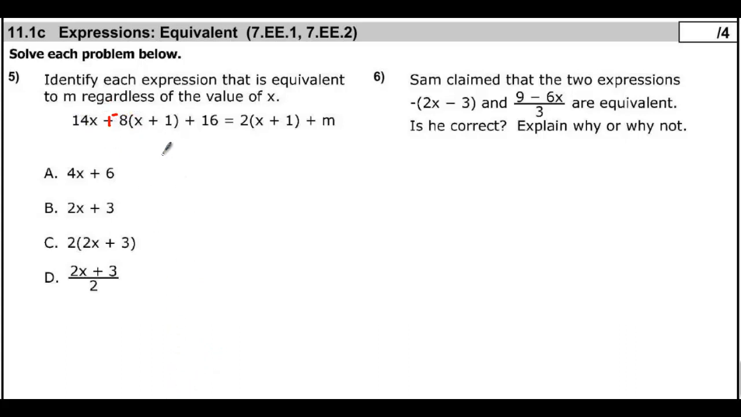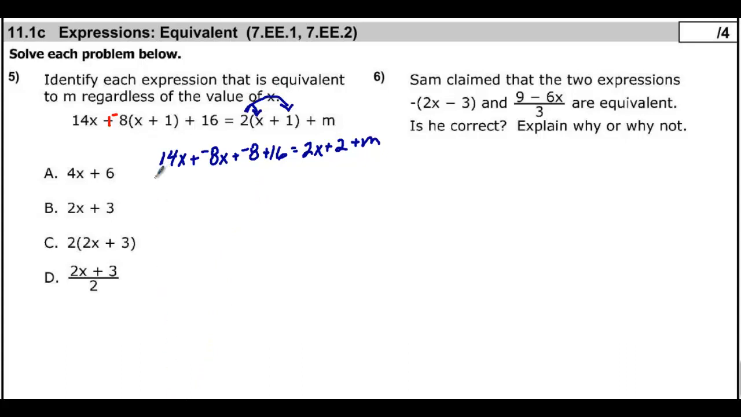So 14x has nothing to distribute. Negative 8 times x, so that's plus negative 8x. Negative 8 times 1 is plus negative 8. Plus 16 equals 2 times x is 2x. 2 times 1 is 2 plus m. Notice the m is not multiplied by the 2. It's not in this parentheses. So the 2 is only distributed to the x and the 1.